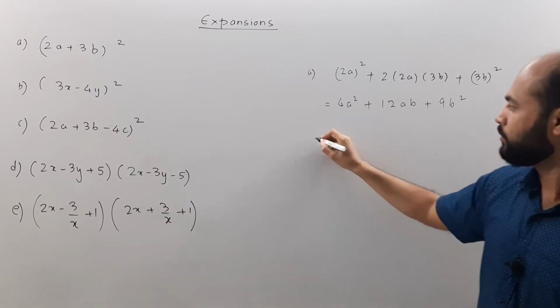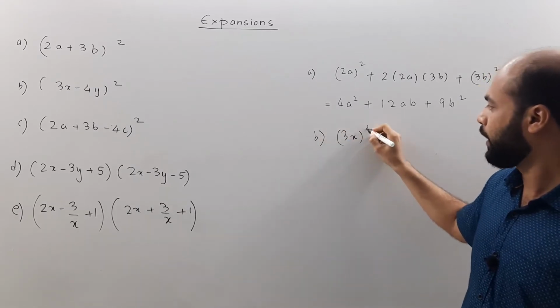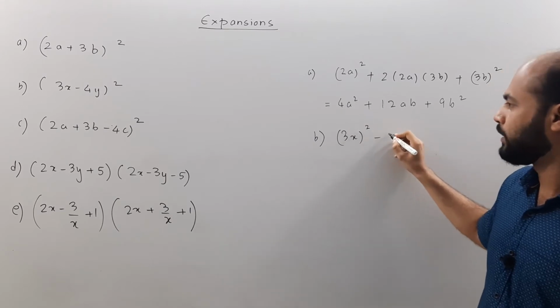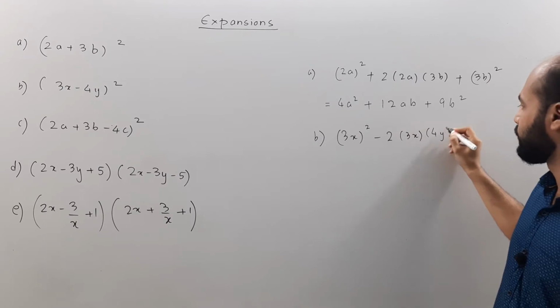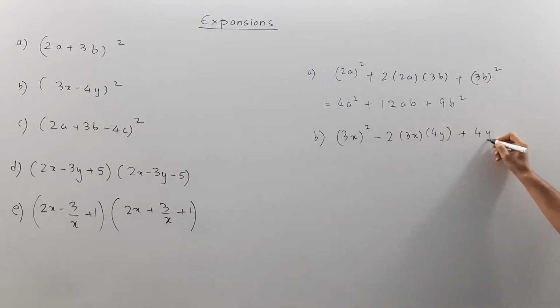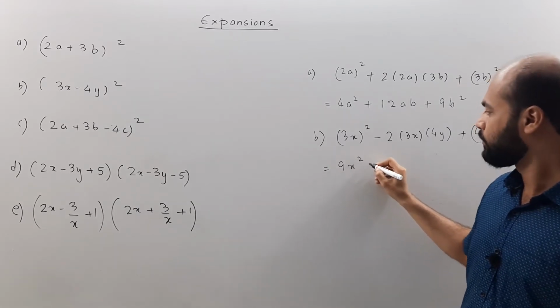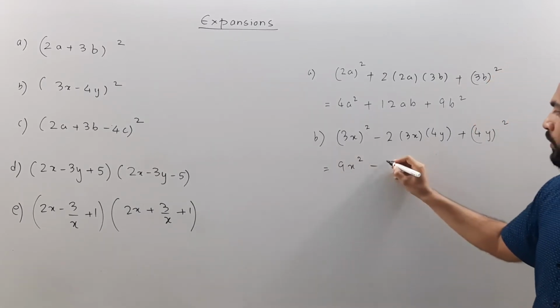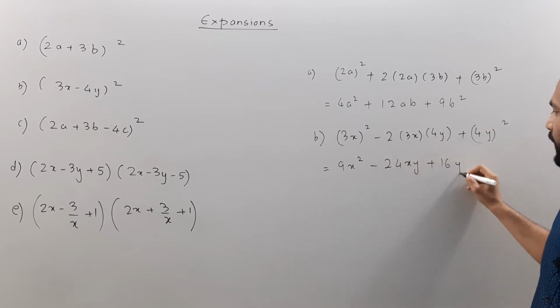Let's do the second one. So it should be (3x) the whole square minus 2 times 3x times 4y plus (4y) the whole square. Now if I do this, I will get it as 9x square minus 24xy plus 16y square.